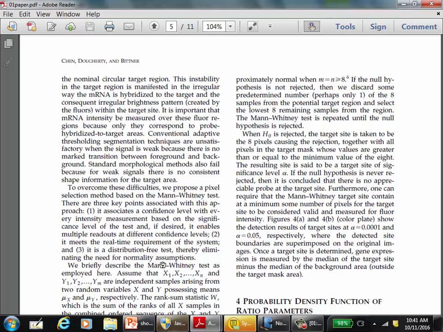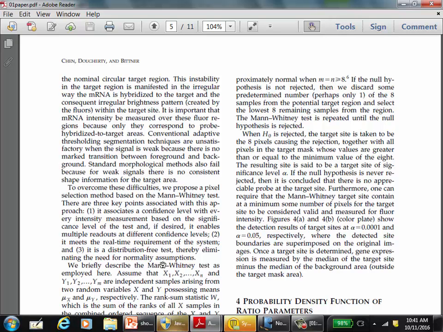This instability in the target region is manifested in the irregular way the mRNA is hybridized to the target and the consequent irregular brightness pattern created by the flaws within the target site, right? So it is important that mRNA intensity be measured over these flaw regions because only they correspond to probe hybridized to target areas, right? And then apparently there are difficulties with trying to use conventional methods to this problem, right?